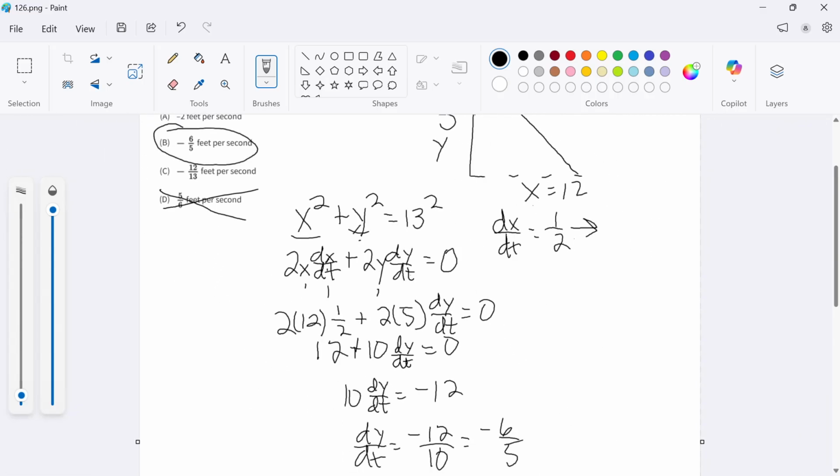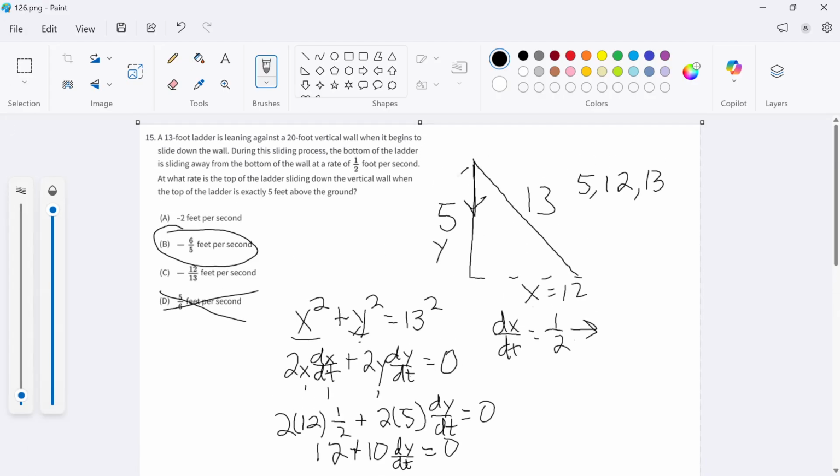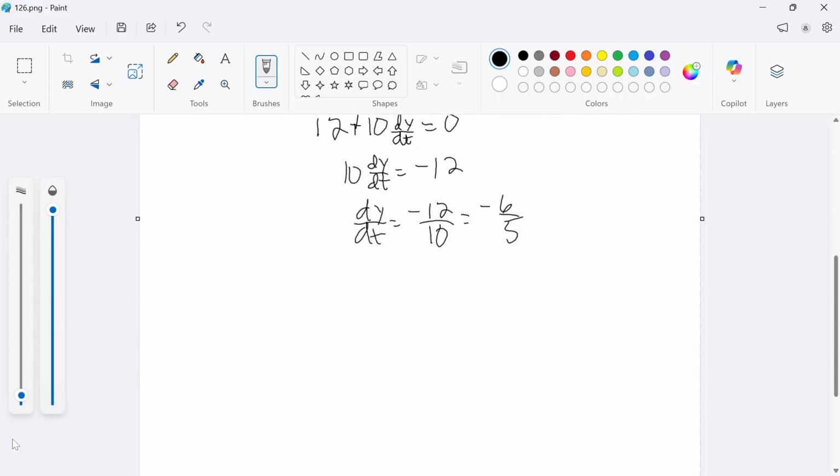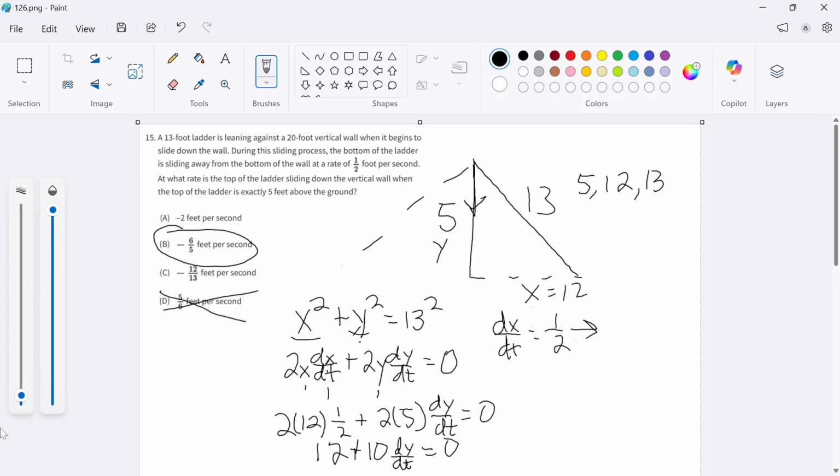Now again, if I had drawn the ladder on the wrong side, I would have come up with +6/5, but I have to recognize since it's moving down, it has to be negative. So there's the answer to this one, B.